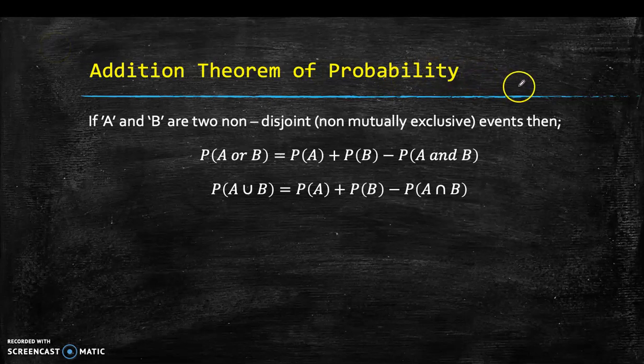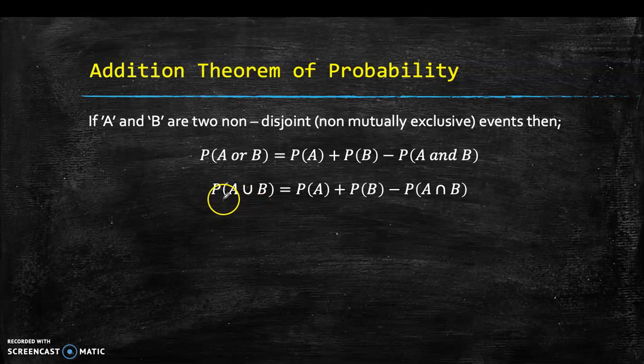If A and B are two non-disjoint or non-mutually exclusive events, that means A and B can happen at the same time, then the probability of happening of A or B is given by the probability of happening of A plus the probability of happening of B minus the probability of happening of A and B.